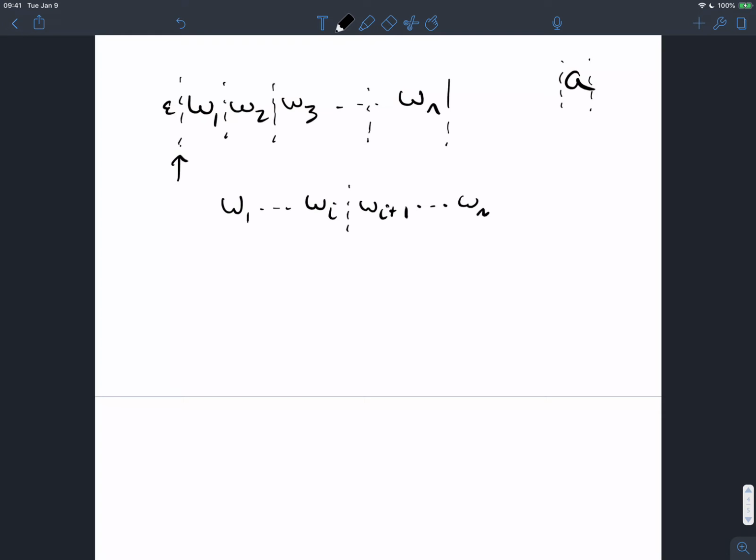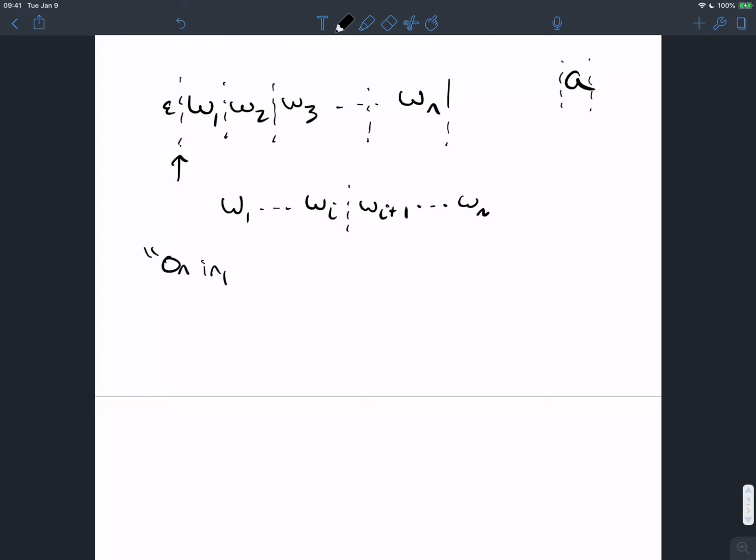Let's say it looks like that. Could I check whether the first part of it is in the first language and the second part is in the second language in a finite amount of time? Yeah, why? They are deciders. Okay? So now we can actually get an algorithm out of this.